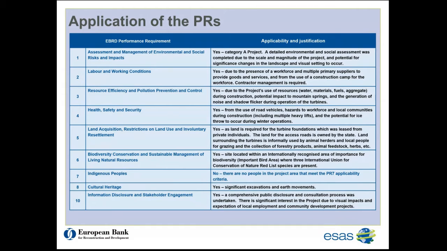So PR1, assessment and management of environmental and social risks and impacts. Well, PR1 always applies. In this case, it was a category A project, and a detailed environmental and social assessment was completed due to the scale and the magnitude of the project, particularly in relation to the significant changes in landscape and visual setting that are expected to occur.